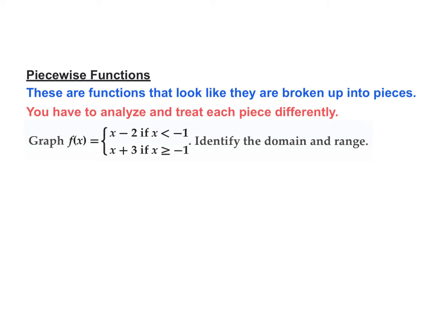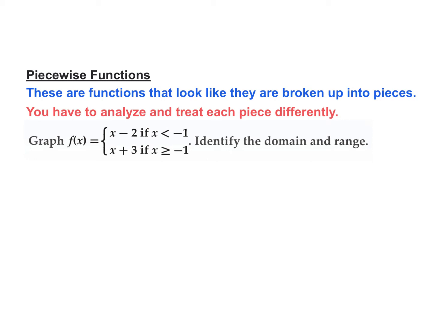What's important here is we have f of x equals x minus 2 when x is less than negative 1. If x is not less than negative 1, then we use a different rule. So the other rule is f of x equals x plus 3 if x is greater than or equal to negative 1. So these different pieces tell us to do different things for different x's. That's what the piecewise function is all about.